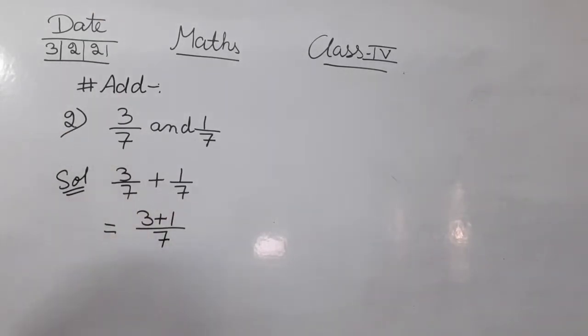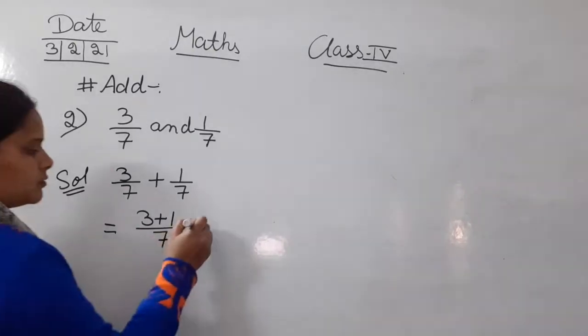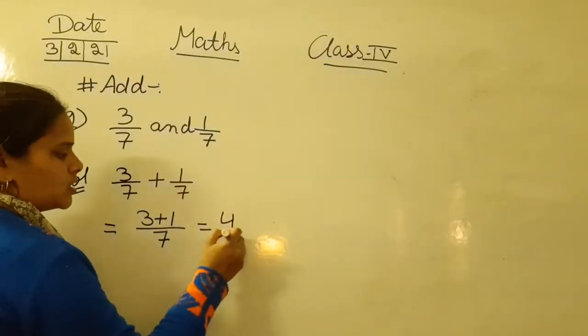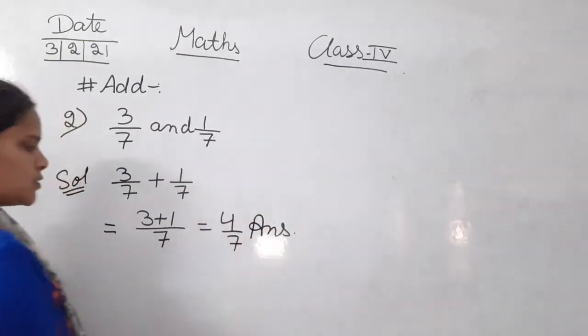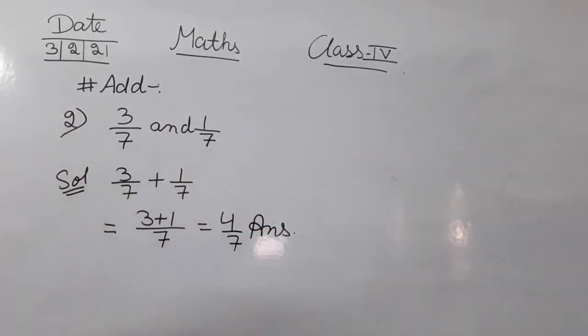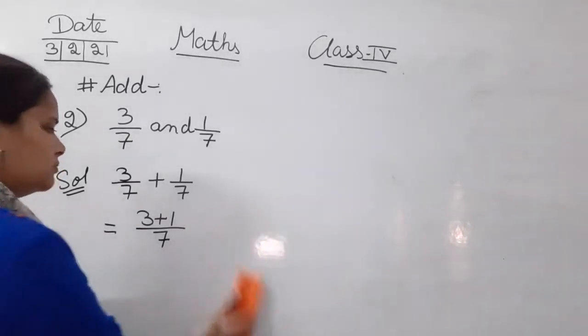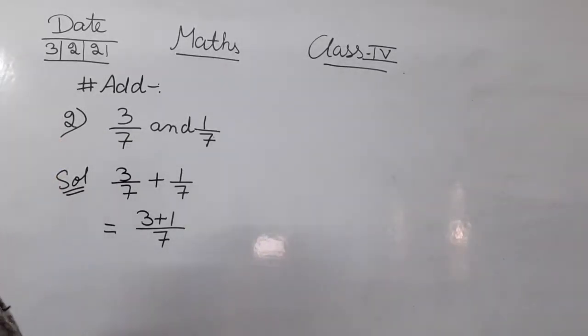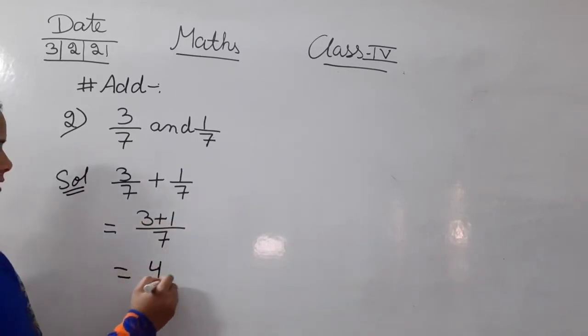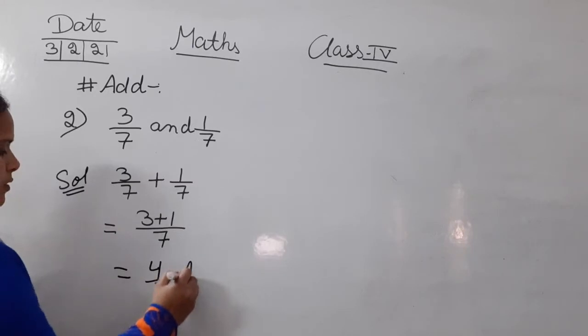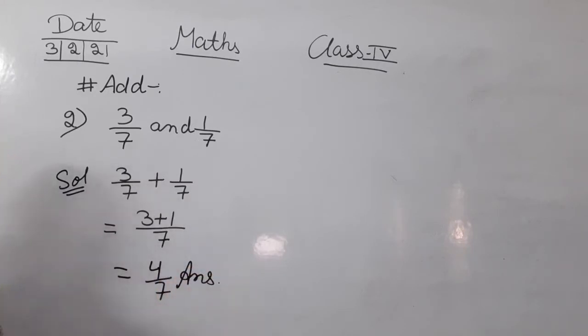3 plus 1 will be equal to 4 upon 7, and this will be your answer. So the answer is 4 upon 7. Okay, in spite of writing it here, I will write it down. So 3 upon 7, 3 plus 1 is equal to 4. The denominator will be the same, that is 7. So 4 upon 7 is your answer.